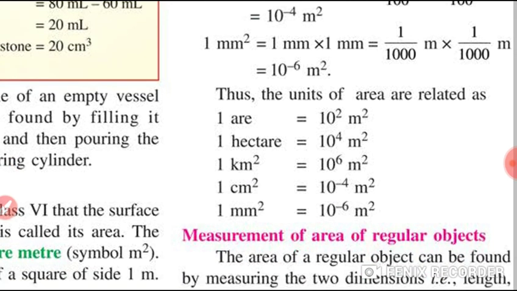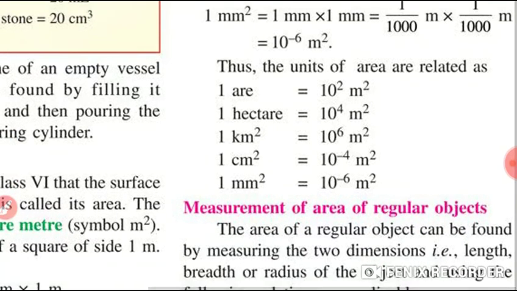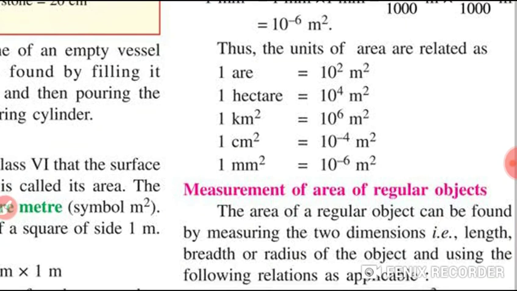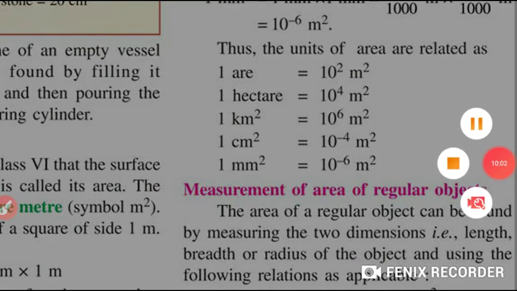Thus, units of area are related as follows. 1 are is equal to 10 raised to power 2 meter square. 1 hectare is equal to 10 raised to power 4 meter square. 1 kilometer square is equal to 10 raised to power 6 meter square. 1 centimeter square is equal to 10 raised to power minus 4 meter square. And 1 millimeter square is equal to 10 raised to power minus 6 meter square.